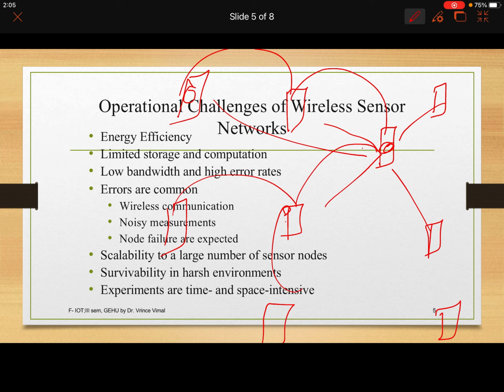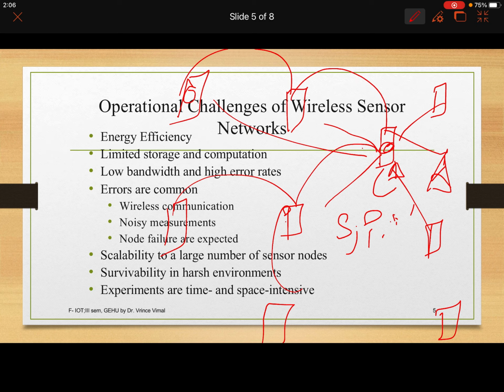Sometimes sensors are required to adjust themselves. Then they are required to know their location and transmit that information to the base station. Then they are required to sense the information, process it, and transmit it.